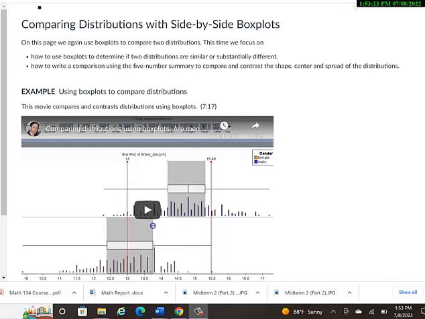On this page, we'll revisit an old example, but now we'll look at it through a new lens now that we have a lot more knowledge behind us. So we're going to look at comparing distributions with side-by-side box plots.